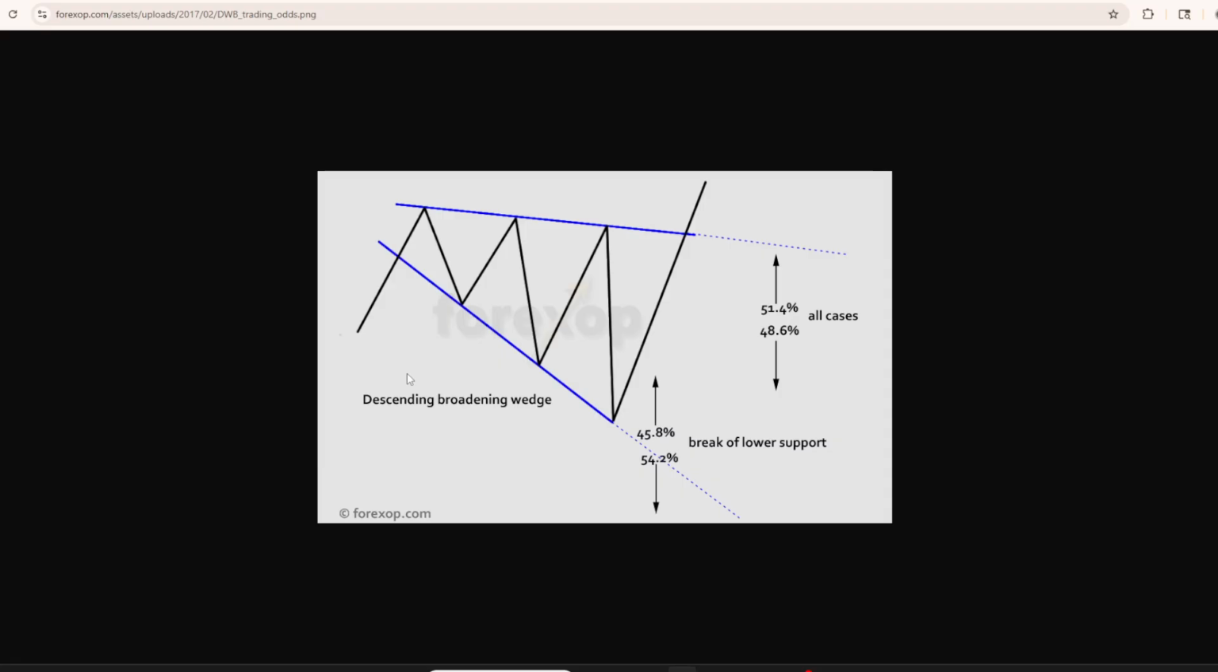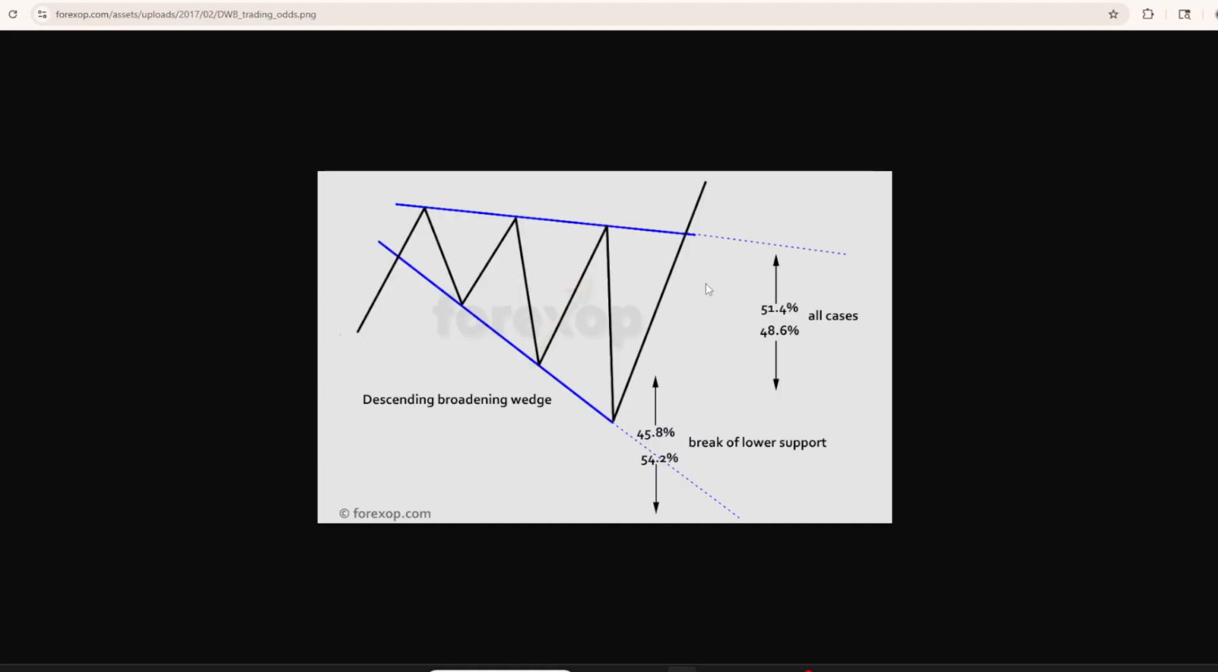Here's an example of the continuation variety. In this case, you have the price advancing and it begins this broadening formation. It sets a high, a lower low, a lower high, a lower low, and it's a series of lower lows and lower highs, but in a broadening pattern.